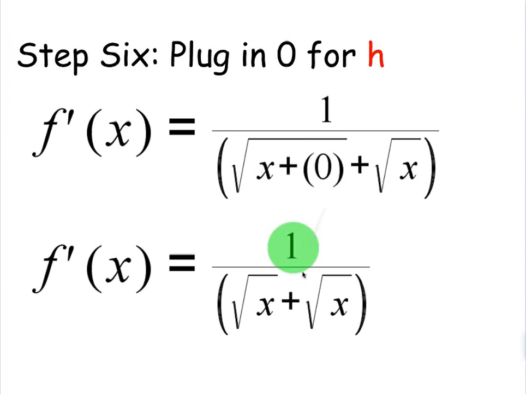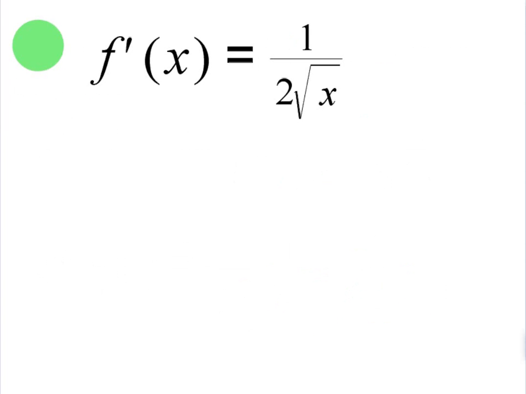So when we plug in a 0 for h, we get 1 over the square root of x plus the square root of x, which ends up being what? 1 over 2 square root of x, because there's 2 of them, right? And so again, this gives us a formula for the derivative of this function.